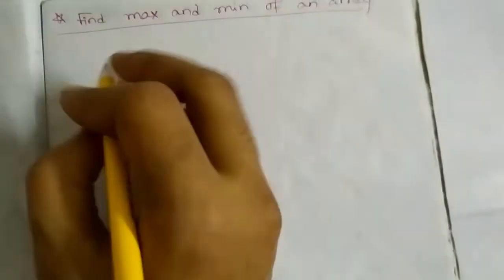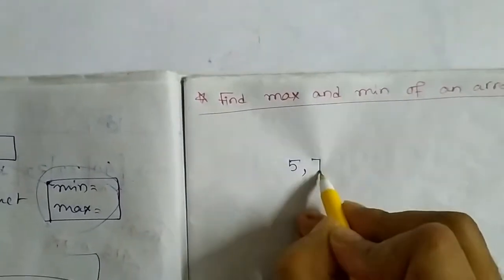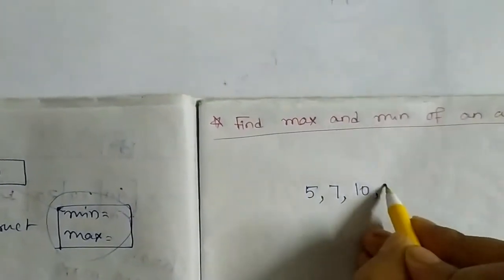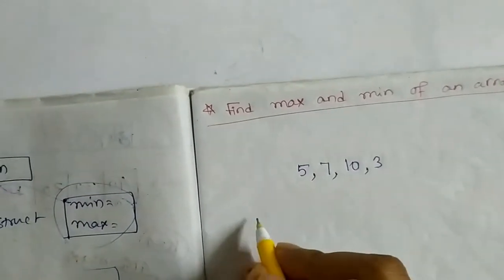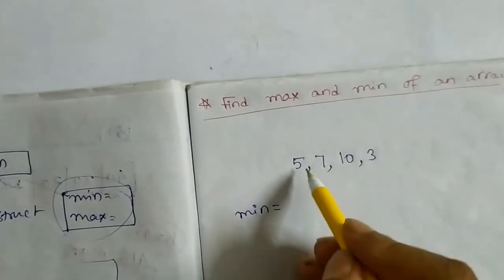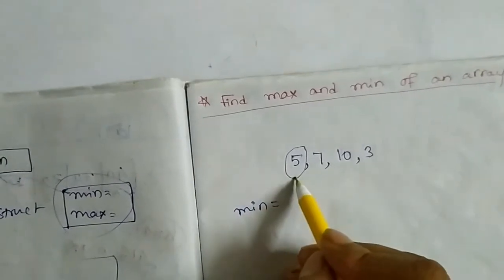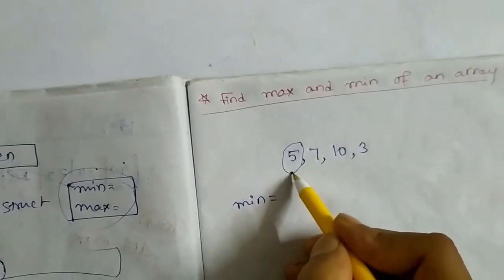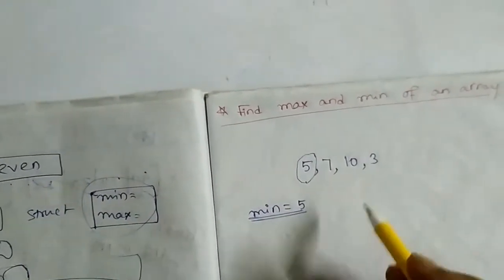The most naive approach for the problem is this. Let's say I have 4 elements, that is 5, 7, 10 and 3. I want to find the minimum among them. So I am writing a variable min and I am initializing the variable with the first element of the array. So now my minimum is 5.